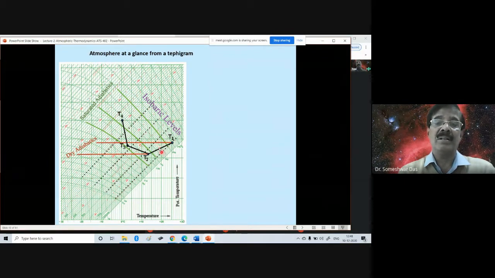And so this is called super adiabatic. The lapse rate in this lowest layer of the atmosphere is seen to be super adiabatic on that particular day.